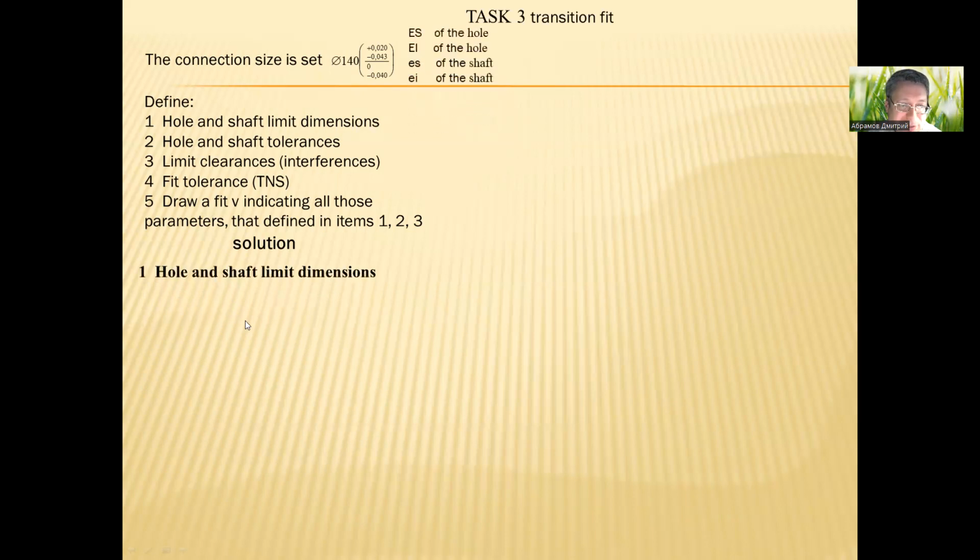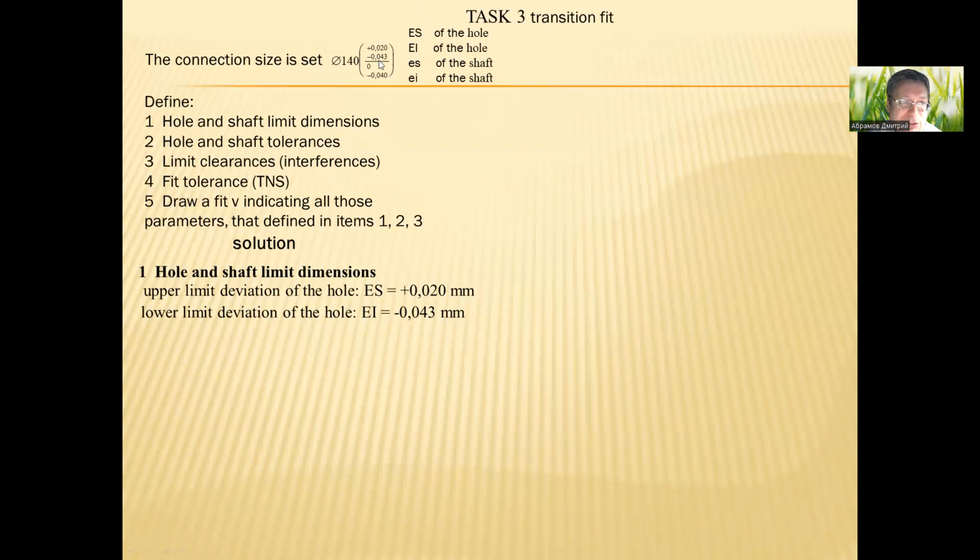Solution: hole and shaft limit dimensions. Upper limit deviation of the hole, big ES, is equal to 0.02 millimeters. Lower limit deviation of the hole, big EI, is equal to minus 0.043 millimeters. Upper limit deviation of the shaft, small es, is equal to 0 millimeters, and lower limit deviation of the shaft, small ei, is equal to minus 0.040 millimeters.